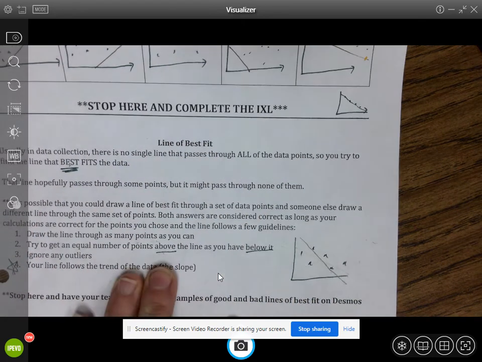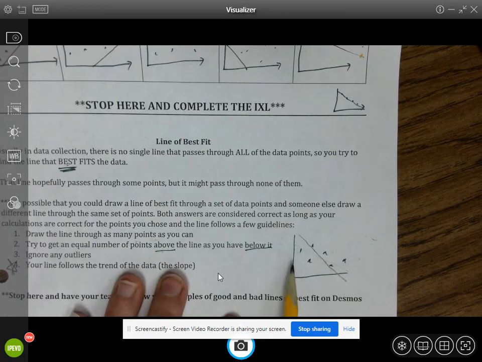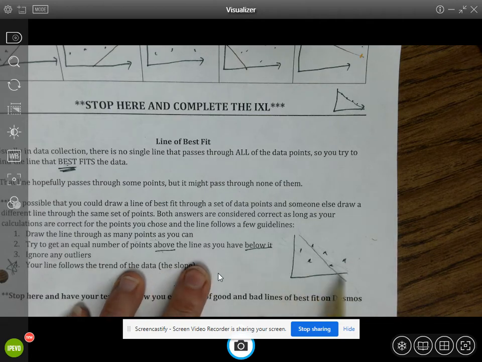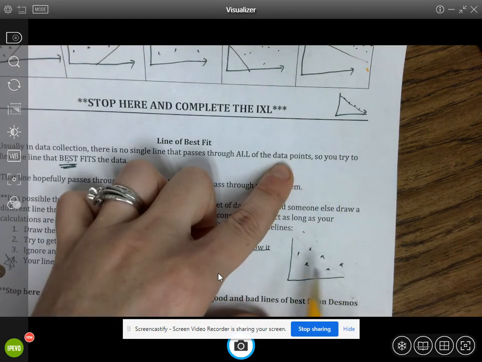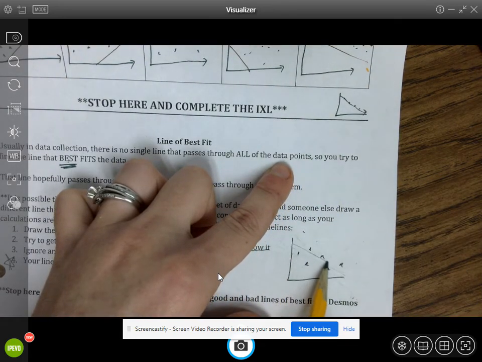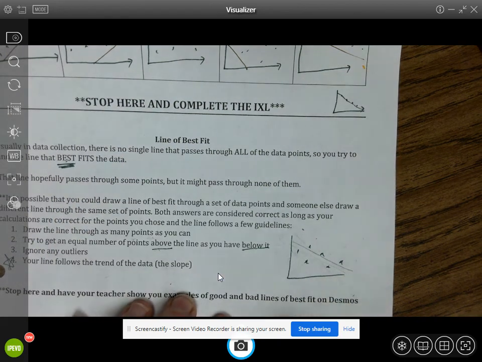This line is not so good. Yeah, I have 2 below and 4 above. That's not terrible. 2 and 4 is not bad, but it's not following the slope of that line. Your data doesn't go like this in your slope. Okay, so this one is not as good of a line of best fit. Now, the one I had before, you may draw something similar, but maybe not exactly the same. But as long as it's at least kind of close, that's what we're looking for.